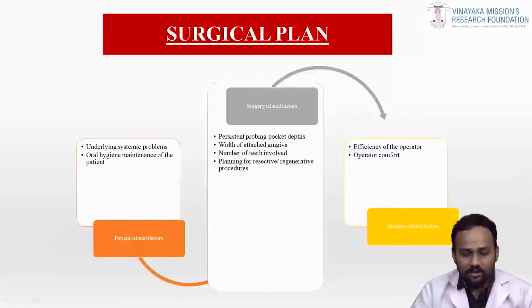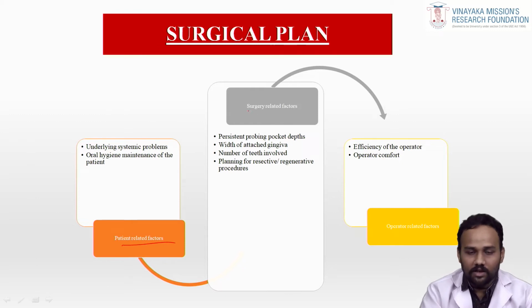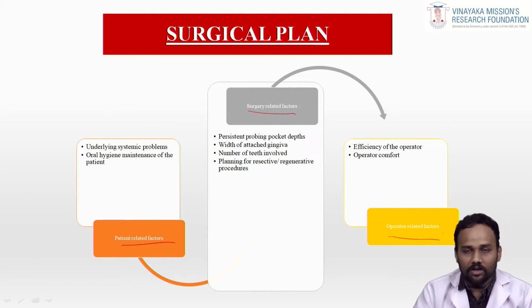Surgical plans. There are three related factors which have to be considered before undergoing surgeries. First one is the patient-related factor, then comes the surgery-related factor, then the operator-related factor. In the patient-related factor, we need to examine the underlying systemic disease and oral hygiene maintenance of the patient. In the surgery-related factor, we need to assess clinical parameters such as persistent probing pocket depth, width of attached gingiva, and number of teeth involved. In the operator-related factor, the efficiency of the operator has to be evaluated.